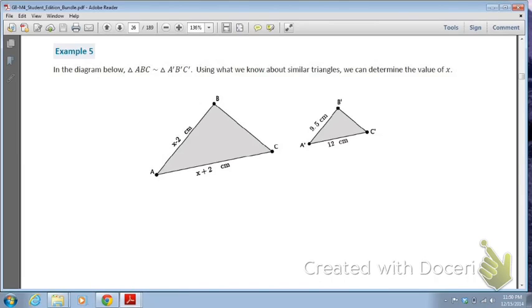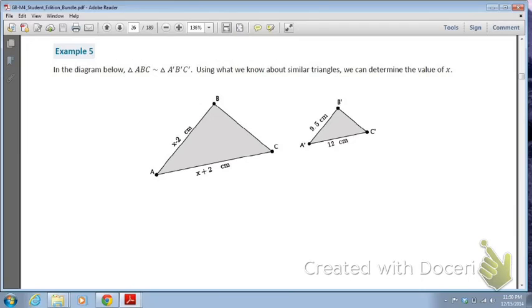Okay, now we're going to look at an example where these types of proportions come up as linear equations. And similar triangles is a great example. So we have two similar triangles here, ABC and A prime, B prime, C prime. Using what we know about similar triangles, we can determine the value of x. Okay, so what we know is all the angles are the same, but we know that the corresponding side lengths are proportional. So we can write a proportion that expresses that. And so let's do that.